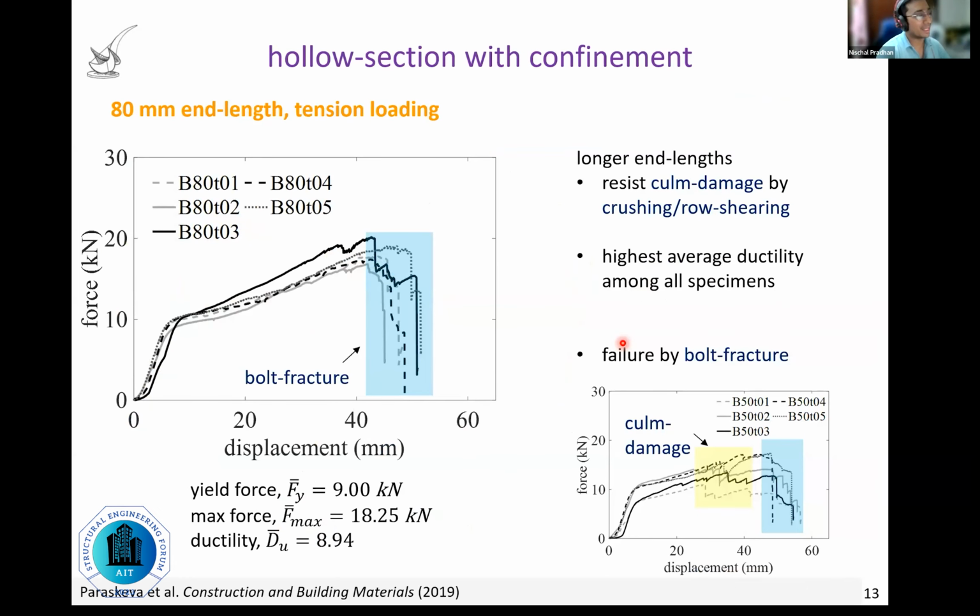Now, increasing the end length will improve the resistance against culm damage failure, and as a result, we can have even higher ductility, 8.94. This is by far the highest we've ever seen. And we can achieve failure solely through bolt fracture.